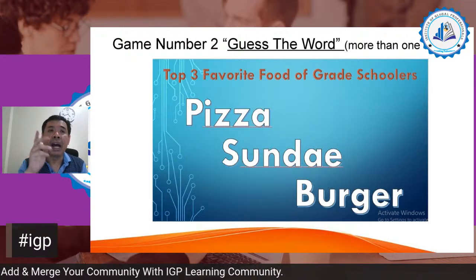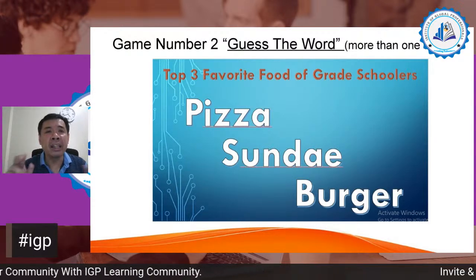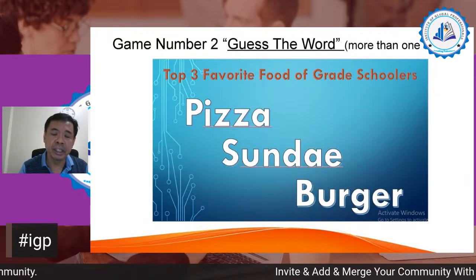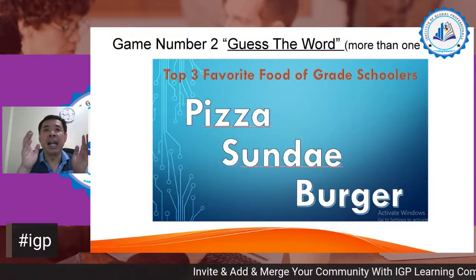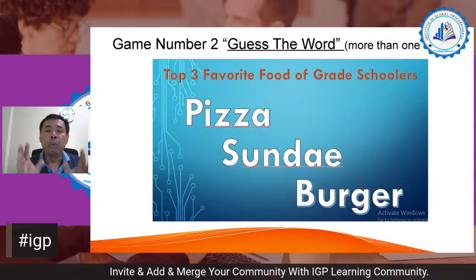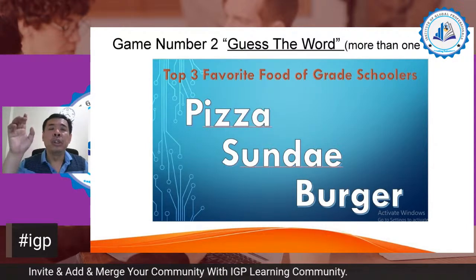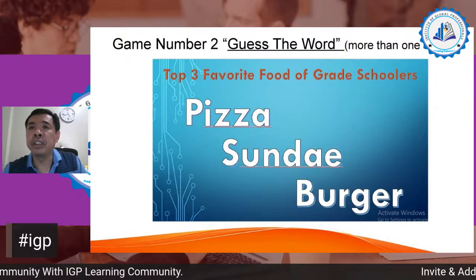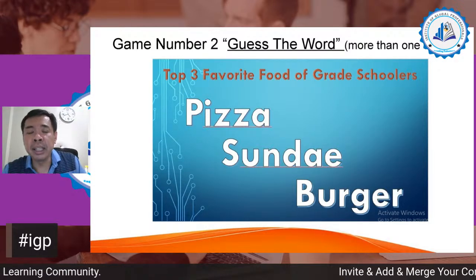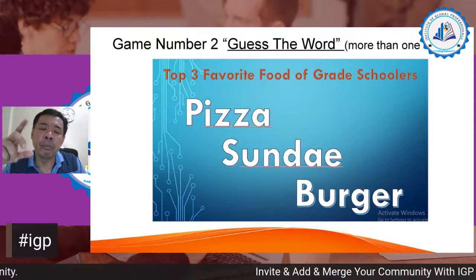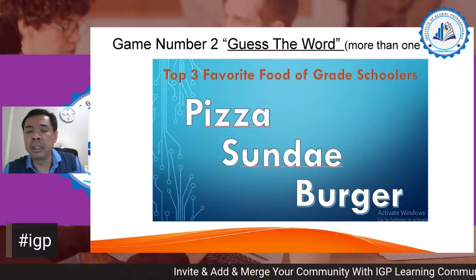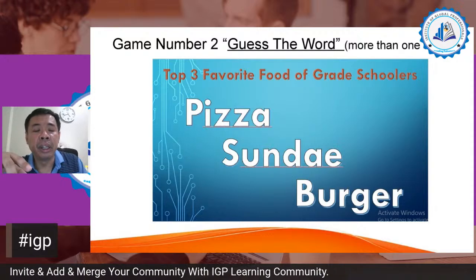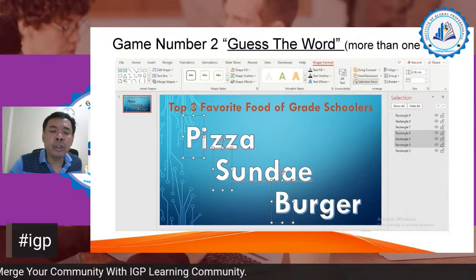And the only thing is we have to add the function trigger. The trigger makes you click the letters randomly, whichever first. If you click the S, the sundae will appear. If you click the B first, the burger will appear. That is the function of the trigger. So let me show you the steps.